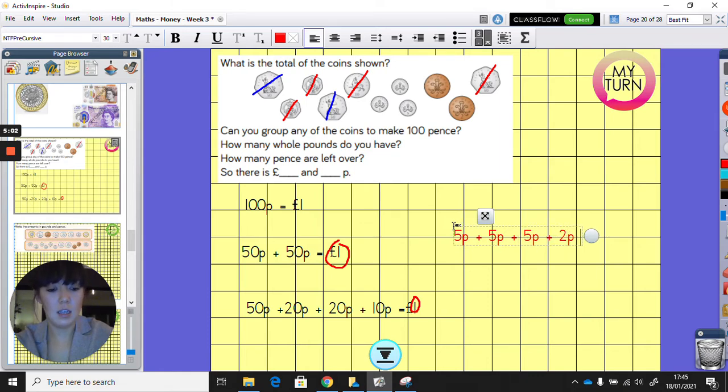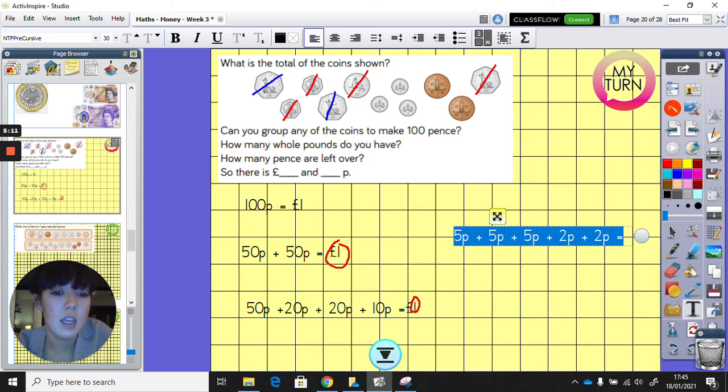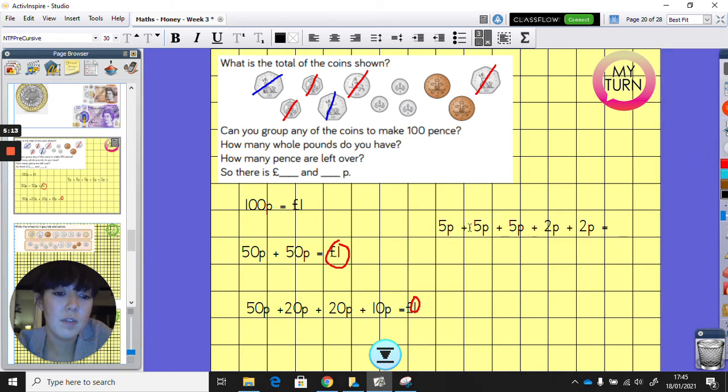add 2p, add 2p. So we can count this up using our fingers, we can count up in 5s and then in 2s, either is fine. So 5, 10, 15, 15p, 16, 17p, 18, 19p. So our answer is 19p. So we haven't quite finished yet because it wants to know how many whole pounds you have, so you've got 2. How many pence left over? 19p.